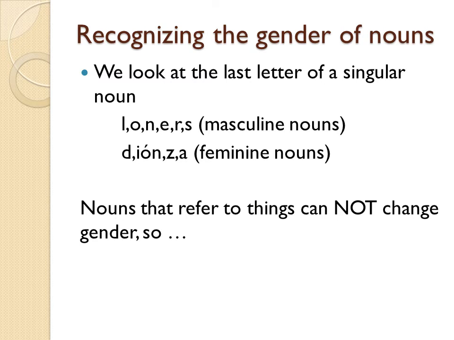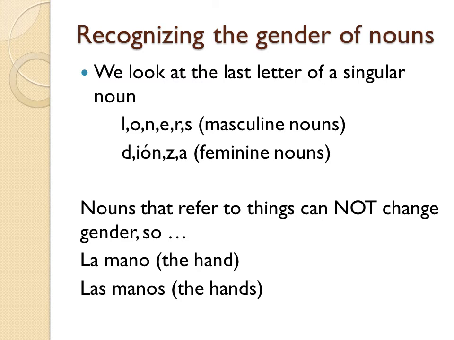All right, so nouns that refer to things cannot change gender. For example, this is what I mean by that. A noun like la mano is an exception, yes. So when I make it plural, it's still a feminine noun. So it's going to be las manos. A hand is a thing. A thing cannot change gender.